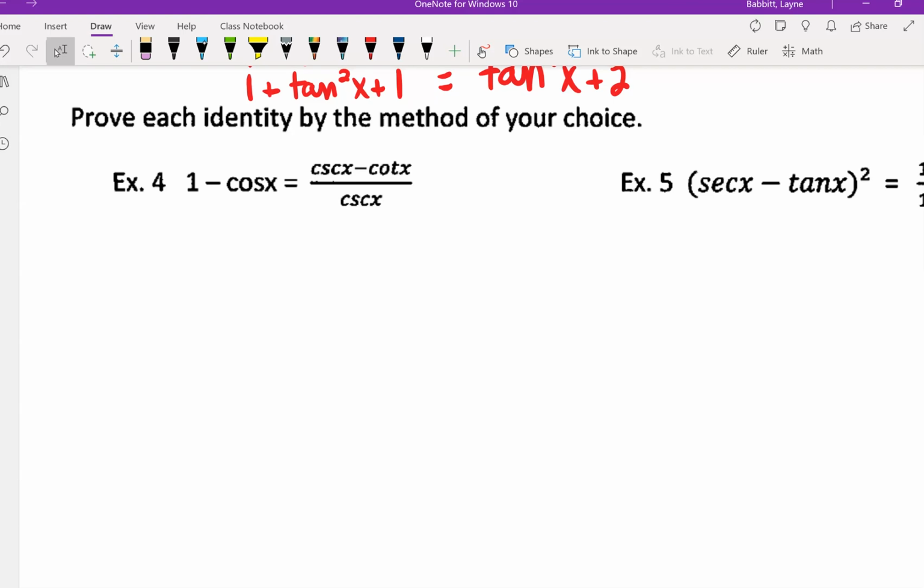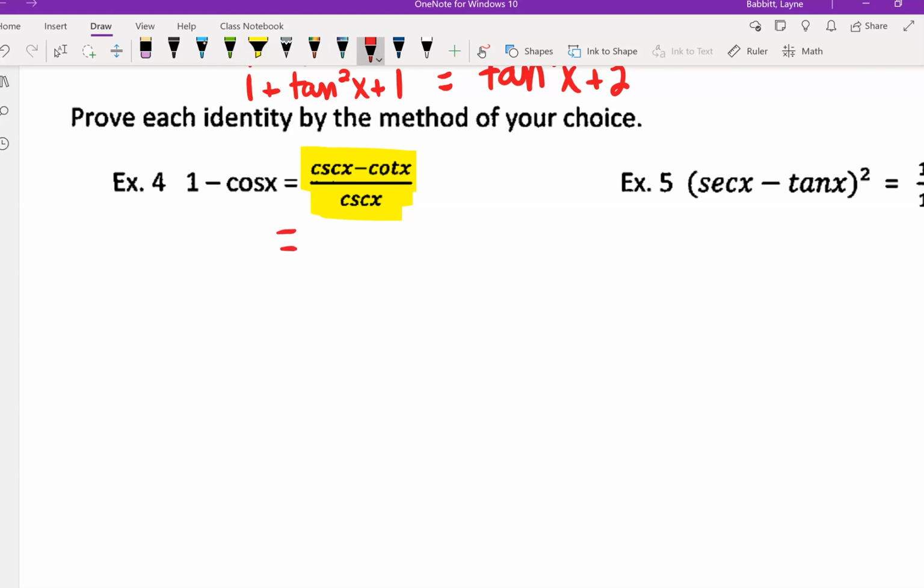So looking at number 4, I am either trying to get the left to equal the right or vice versa. I like the idea of simplifying this right side because it looks more complicated than the left. And we've got kind of a large fraction. So my first thought, and I'm not always right the first time I try this, but my first thought is that the easiest thing to do would be to break apart that fraction first.